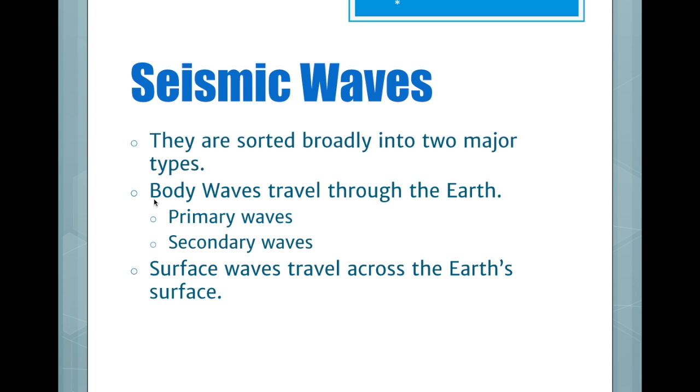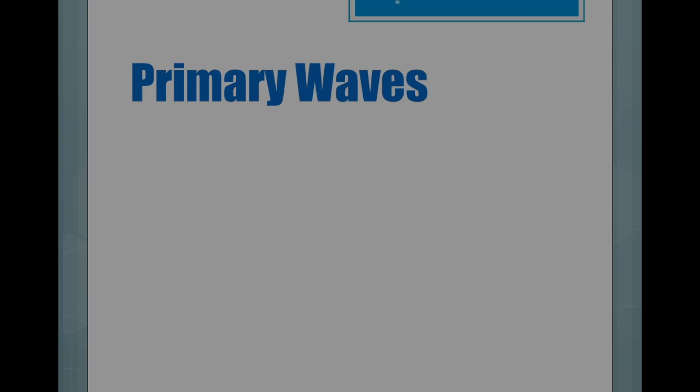Please make sure you remember primary waves are P waves, secondary waves are S waves. Surface waves we do not abbreviate, so make sure you write surface waves. If I see an S wave on a lab, a study guide, something like that, I'm going to go with the assumption that you are talking about secondary waves.